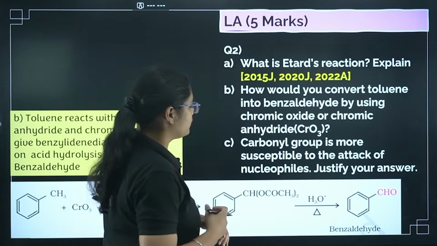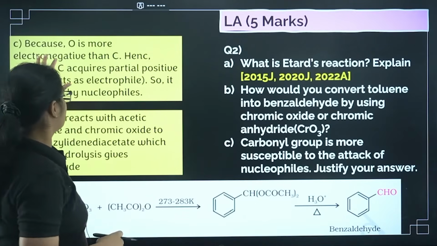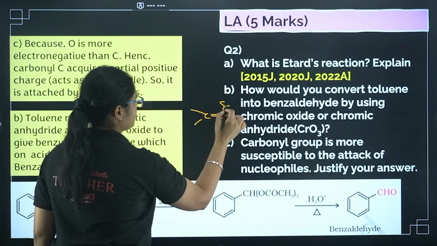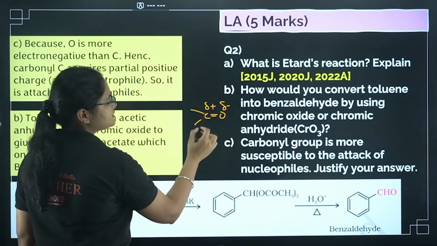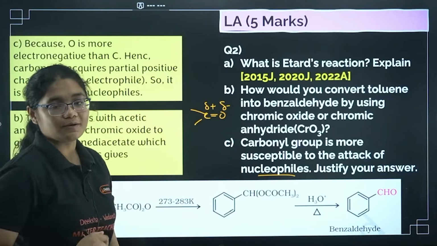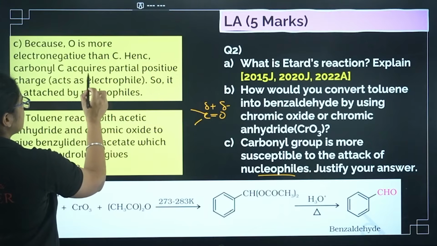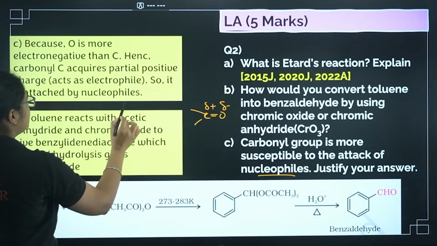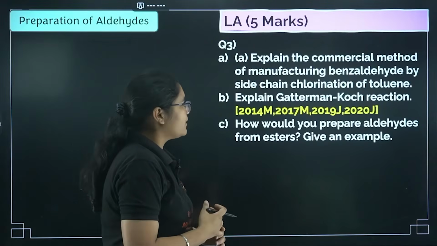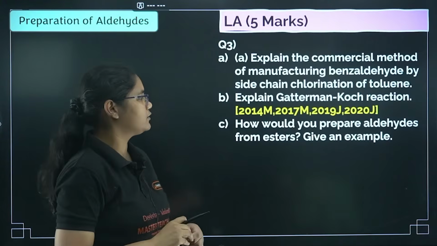Next question: the carbonyl group is more susceptible to the attack of nucleophiles. Justify your answer. Now see, in the carbonyl group, the structure is like this. Oxygen is electronegative, carbon is electropositive. Since it is electrophilic in nature, the nucleophiles will attack on the carbon here. Because oxygen is more electronegative than carbon, the carbonyl carbon acquires a partial positive charge, so it is attacked by nucleophiles.